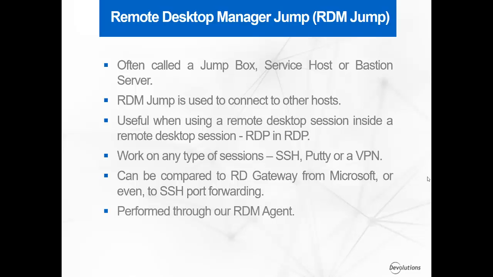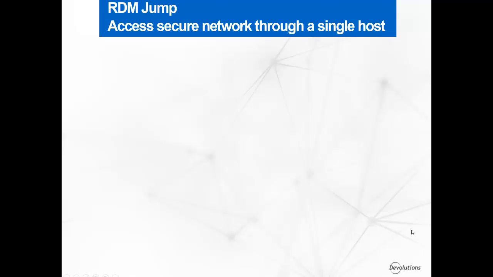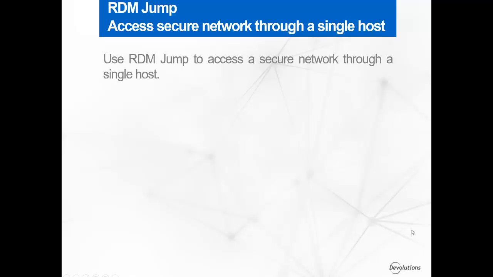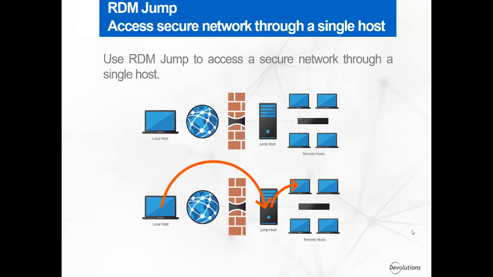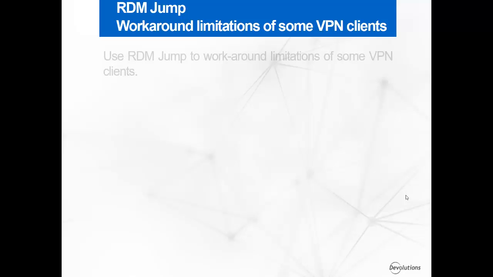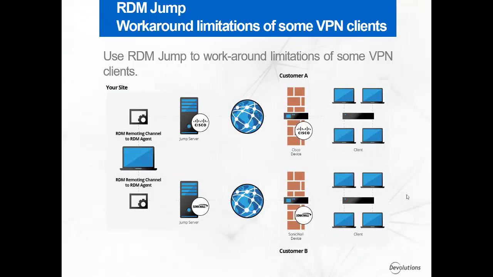The jump is performed through our RDM agent. You could use RDM Jump to access a secure network through a single host, allowing you to have a strict firewall policy that only allows connections from a specific IP address, forcing you to connect to the jump host first and then to hop to a remote host. RDM Jump could also be used to work around limitations of some VPN clients. In that case, you could have multiple virtual machines, each running a single VPN client. Using these virtual machines as jump boxes will allow you to connect to the virtual machine, launch a VPN client, and then the remote session.